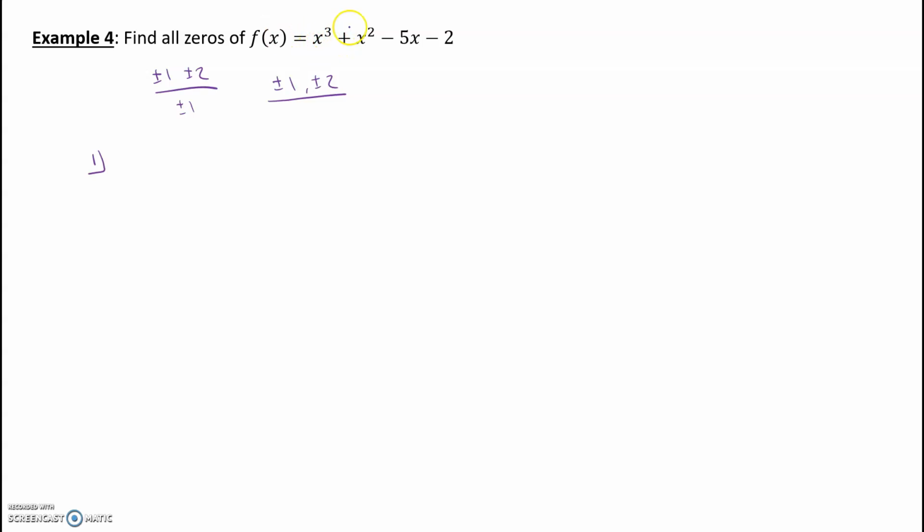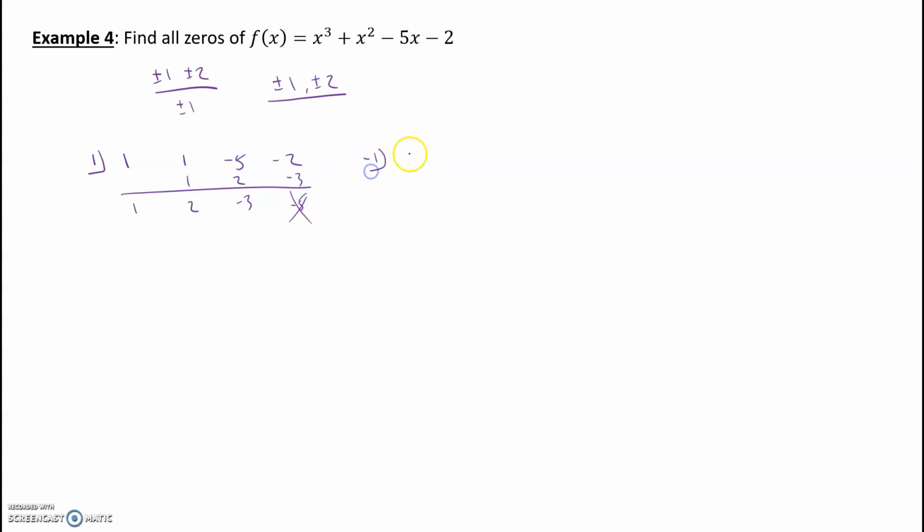And our coefficients are 1, 1, negative 5, negative 2. Drop it down, multiply. Add. You're going to get really good with synthetic division. Multiply. Add, multiply, and the remainder. Right, that's a no-no. Move on to the next one.